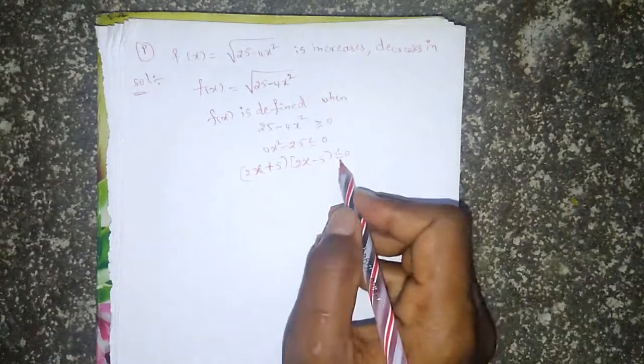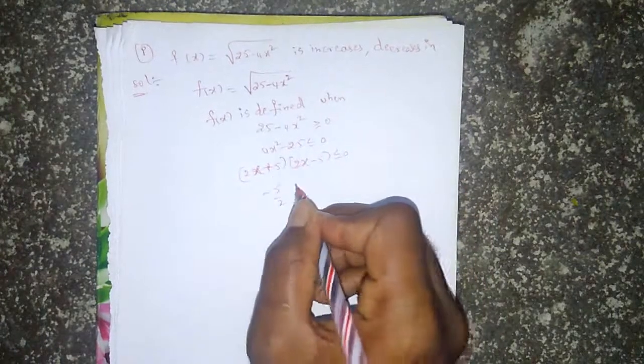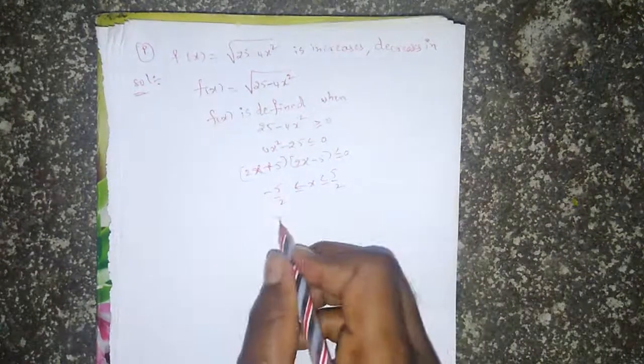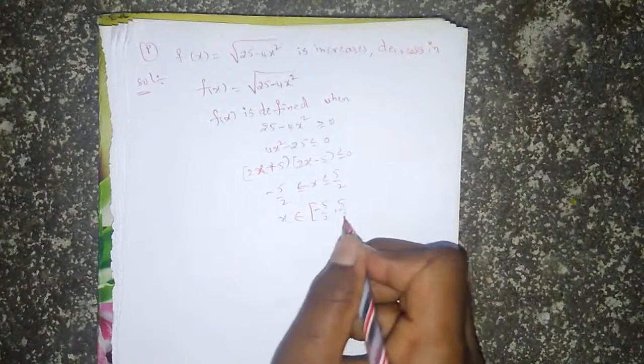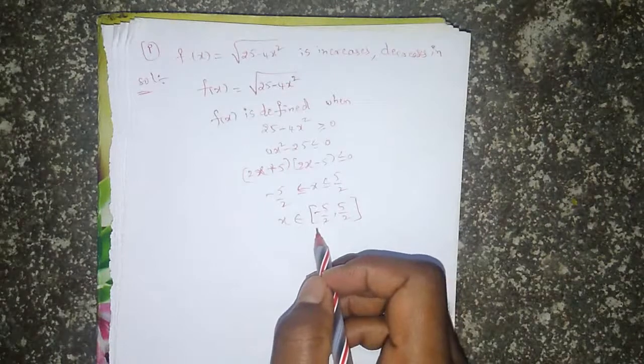Less than or equal to 0 means x lies between the roots, which are minus 5 by 2 and plus 5 by 2. Minus 5 by 2 less than or equal to x less than or equal to 5 by 2, that is x belongs to minus 5 by 2 to 5 by 2. So this is the interval in which f of x is defined.